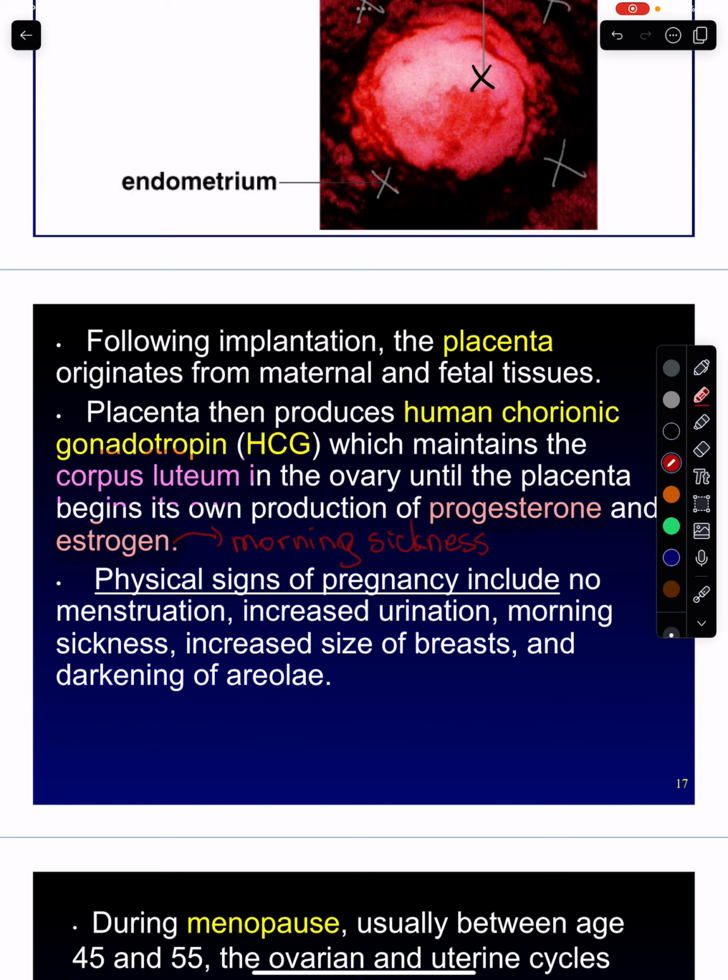There will be increased size of breast tissue. That tissue starts to develop, considering what it's going to be doing down the road, right? The lactation, the production of milk. So mammary tissue is going to become quite active. And darkening of the areola, on the breasts, is another thing that can happen.